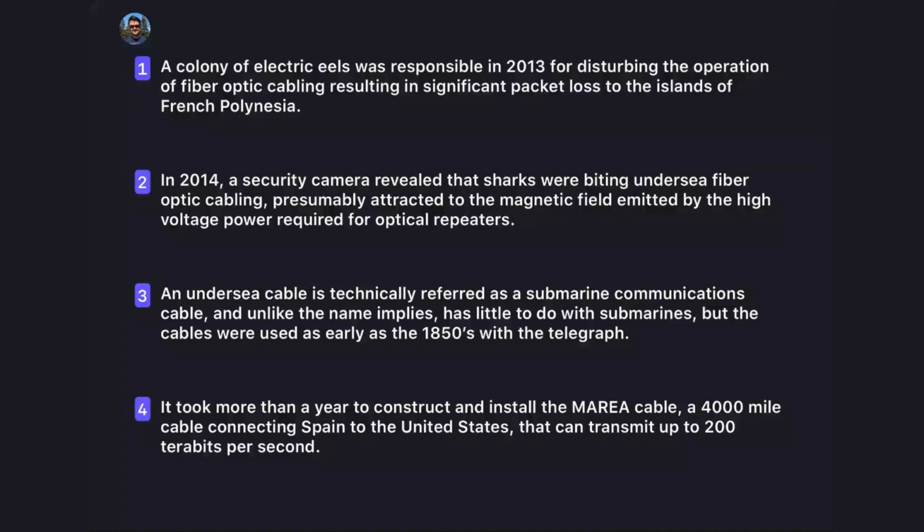So the last one took more than a year to construct the Marea cable, I guess is probably how you'd pronounce that. A 4,000-mile cable connecting Spain to the United States that can translate to 200 terabits per second. So I feel like if that's wrong, it's probably wrong about one of the numbers. That Dimitri's being tricky and saying, well, yeah, it is a real cable, but it was 150 terabits per second, not 198. Yeah, something like that.